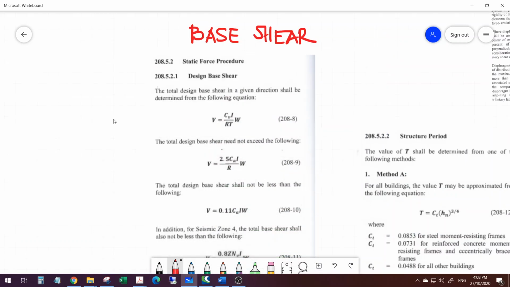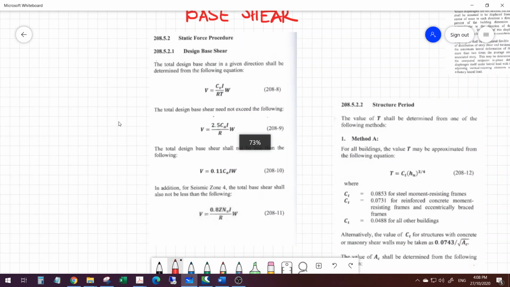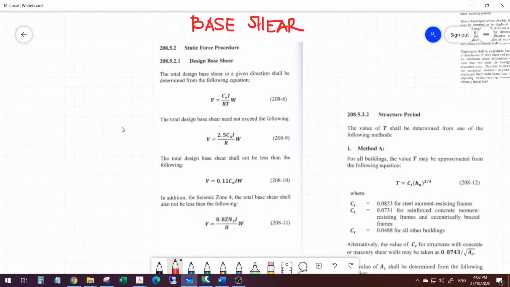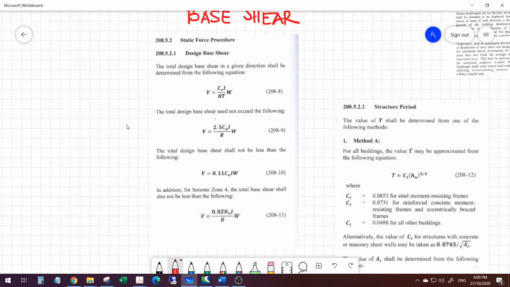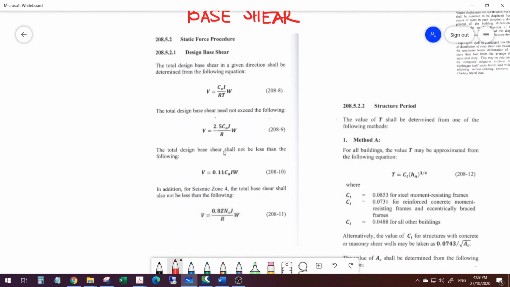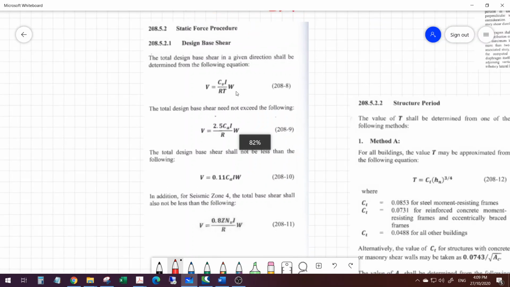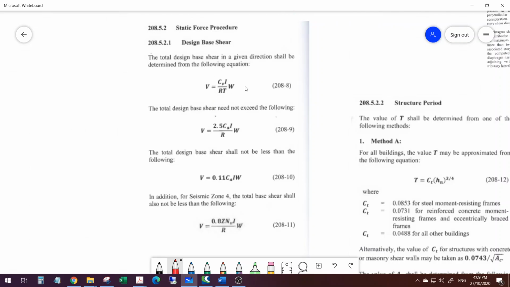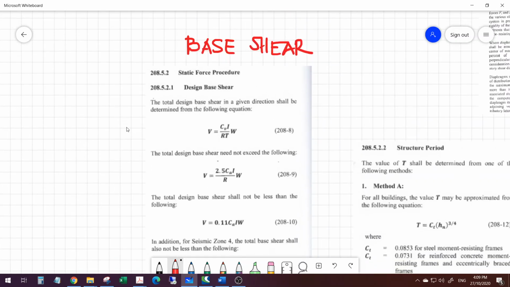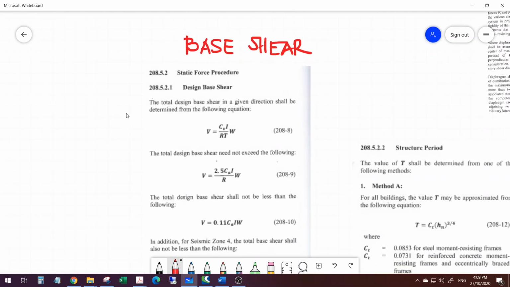Okay. So again, that's all for now for the problem, but I'd like you to remember that we have, for how many? One, two, three, four. So four basic design base shear formulas. So you now know how to use this formula. This is 208-8 in the 2015 NSCP.